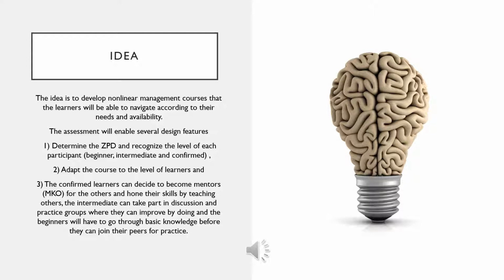And three, the confirmed learners then can decide whether they would like to become mentors for the other learners and hone their skills by teaching others. The intermediate can take part in discussion and practice groups where they can learn by doing, and the beginners will have to go through basic knowledge before they can join their peers for the practice groups.